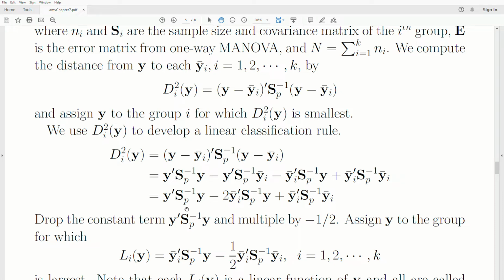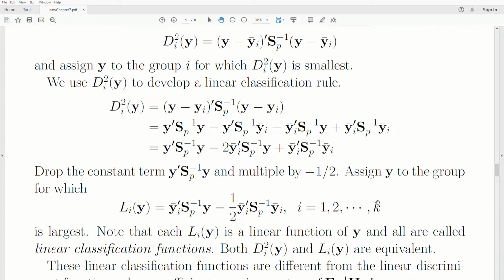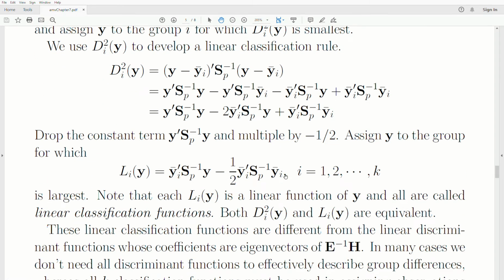But when you're calculating the distance between the new observation and each mean vector, this first term adds nothing to the distance. It's always the same for every group mean vector. So we can get rid of it, and the rule still applies. And then if we multiply by minus 1/2, we get this linear classification function right here. And it's linear in the y's because it's a linear combination of the y vector right here. This is a constant in terms of y. This is a linear combination. So it is, in fact, a linear classification function.